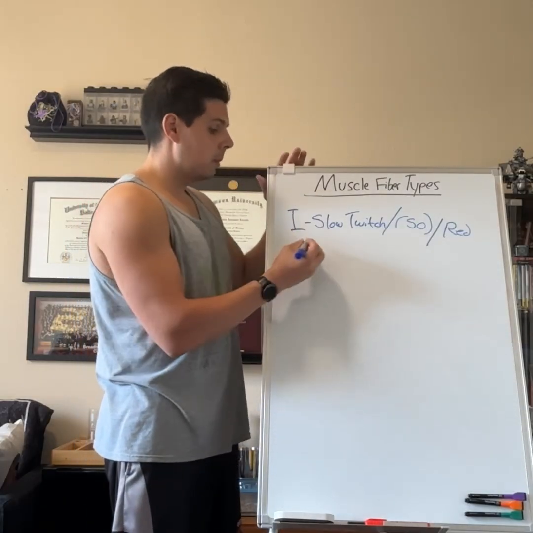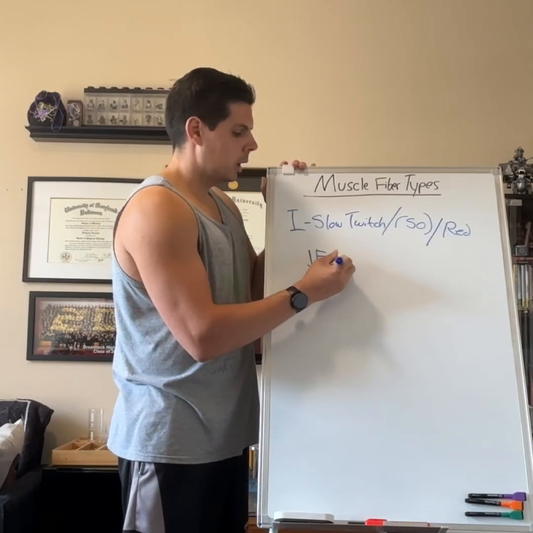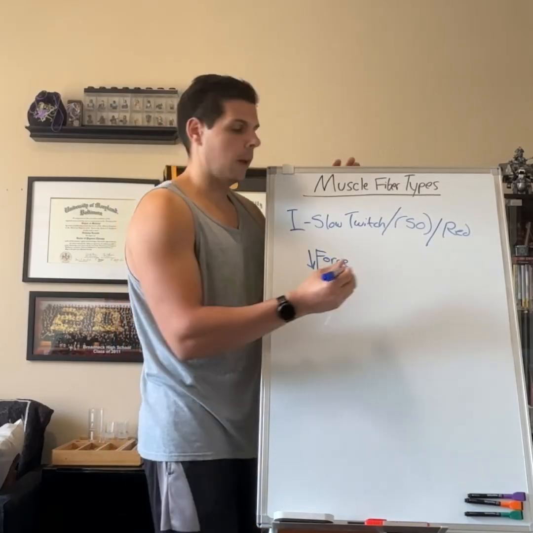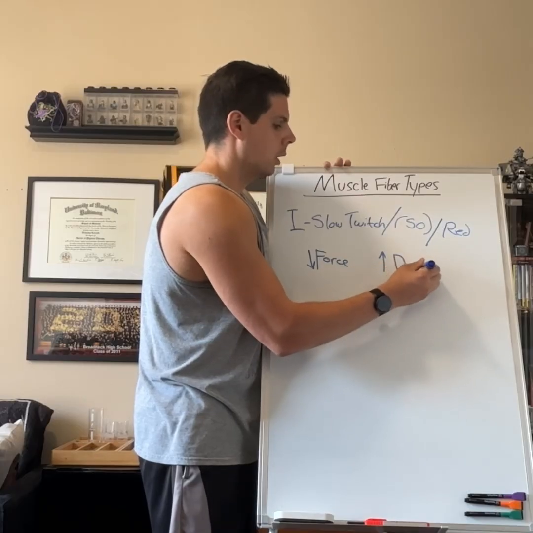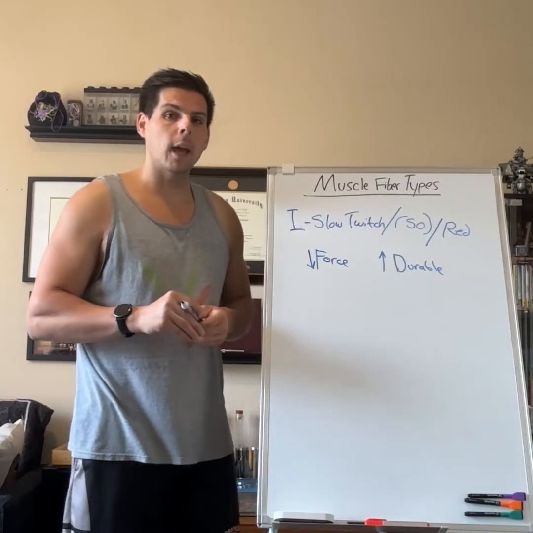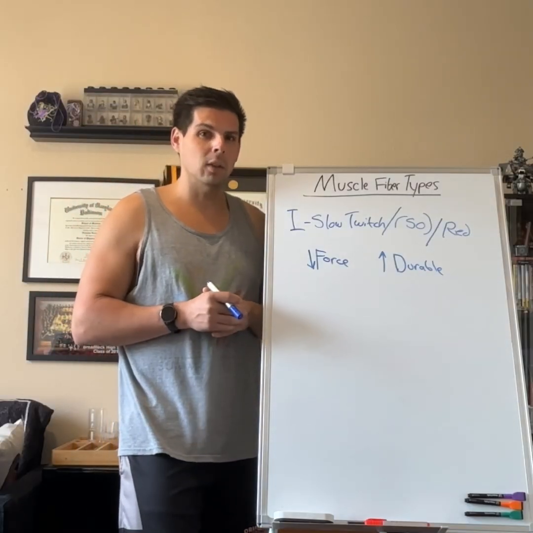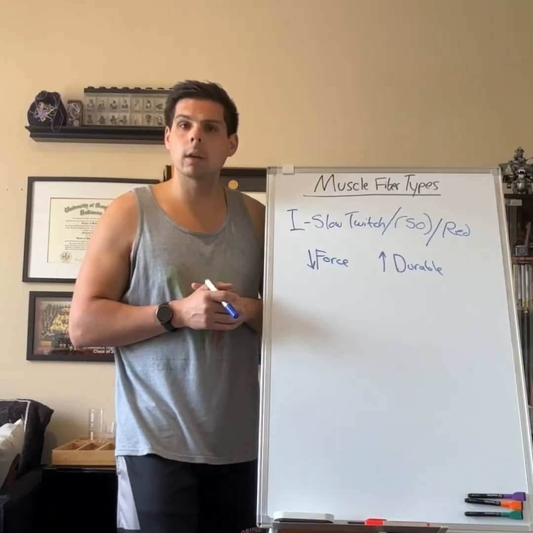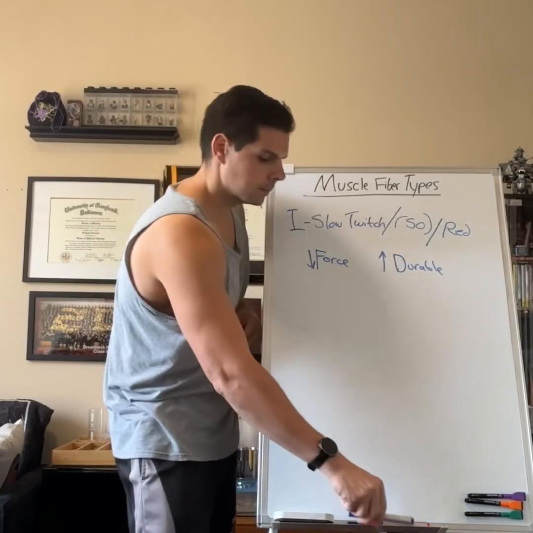So these type 1 muscle fibers, low in force production and rate of force development, but very durable. So the types of activities that you're going to see these slow twitch type 1 muscle fibers active during are going to be low intensity, long duration cardio activity, sometimes during very low intensity, extremely high repetition strength training.